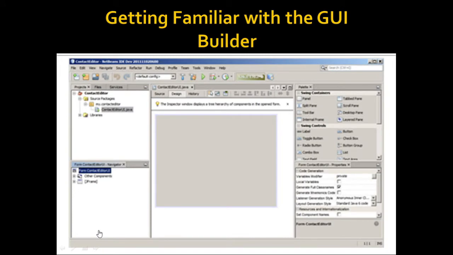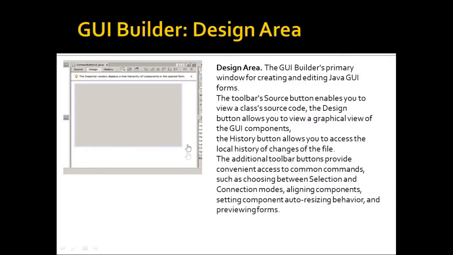So getting familiar with the GUI Builder. These are the parts of our GUI Builder. And what are these parts? So the design area, the GUI Builder's primary window for creating and editing Java GUI forms. The toolbar's source button, so here the source button enables you to view a class or source code.